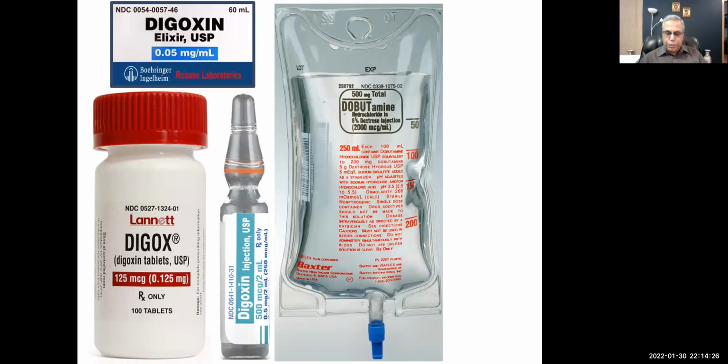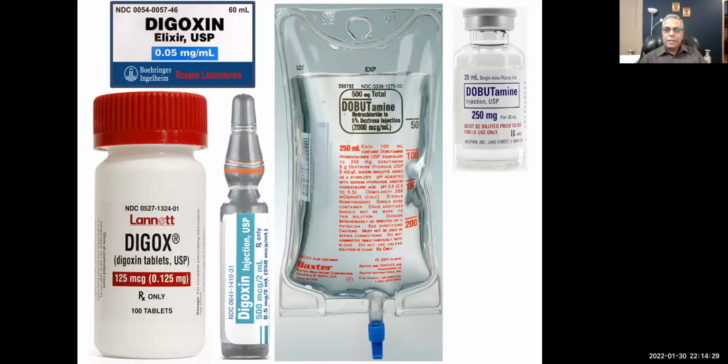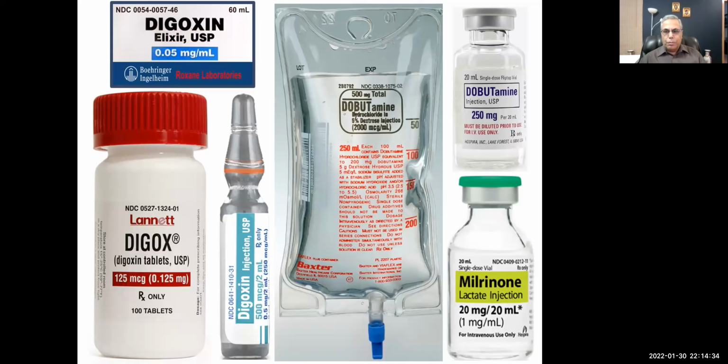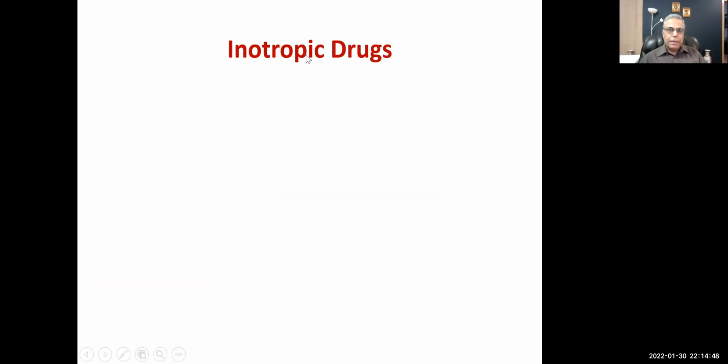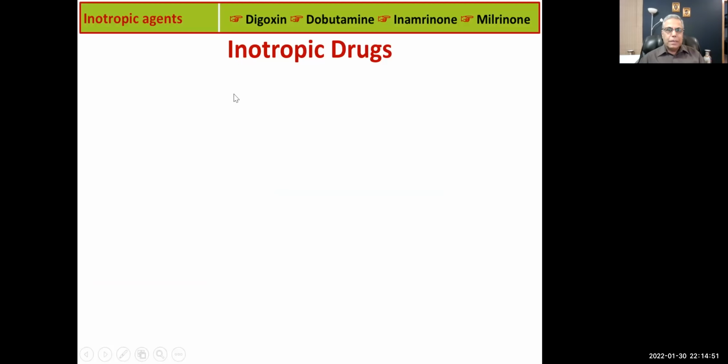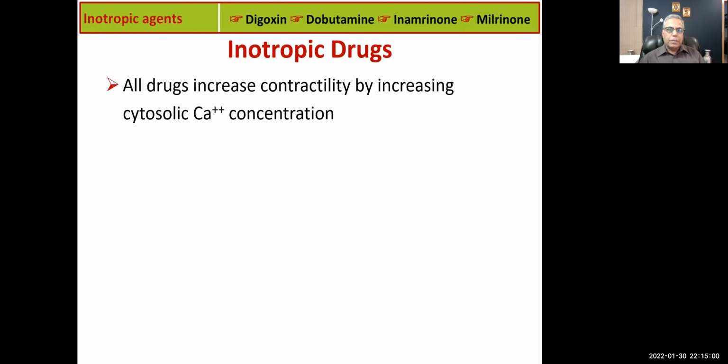And we have got dobutamine, which is a beta-1 agonist. We have got infusion, we have got injections, we have got milrinone, which is also given intravenously, all right, for intravenous use only. So these are the drugs that help the heart to beat or to contract with a greater force, right? So inotropic drugs include digoxin, dobutamine, enoximone, and milrinone, and they have slightly different mechanisms of action.